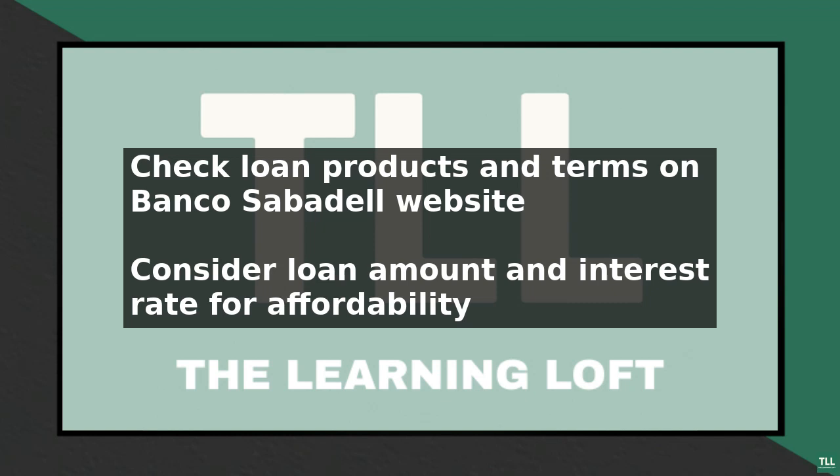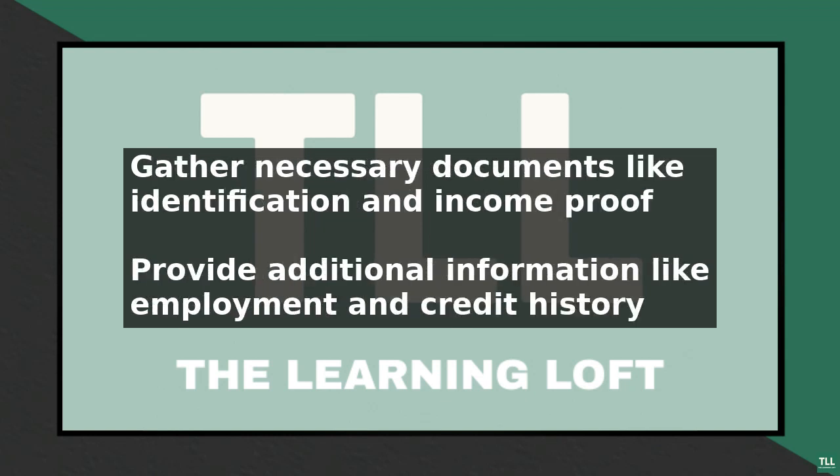Once you have all the required documents, you can apply for the loan online or in person at a Banco Sabadell branch. The application process typically involves filling out a form with your personal and financial information and submitting the required documentation. After submitting your application, Banco Sabadell will review your creditworthiness and verify the information you provided. If your application is approved, you will receive the loan amount in your account, and you can start using the funds for your intended purpose.